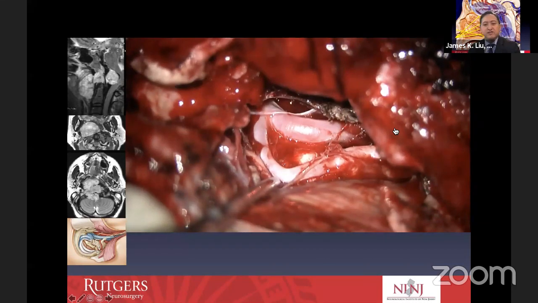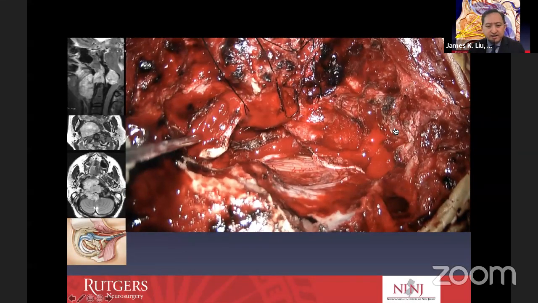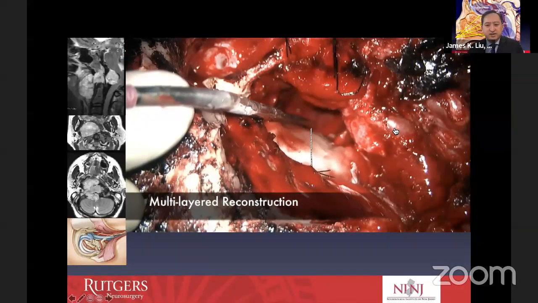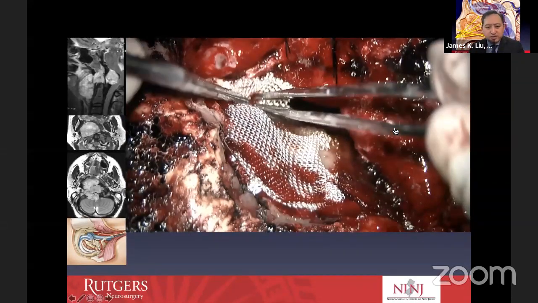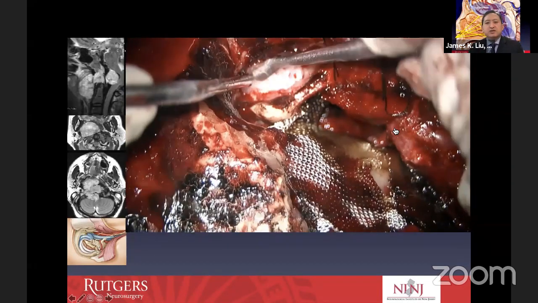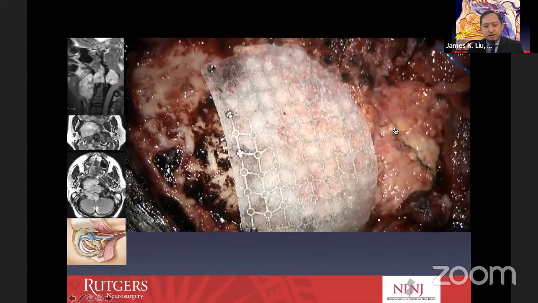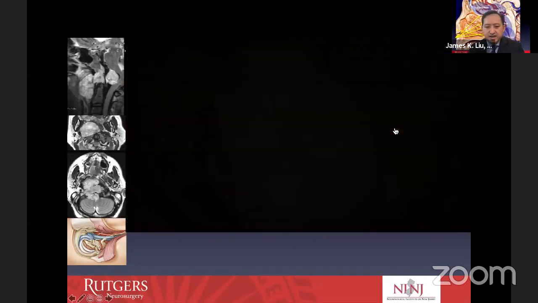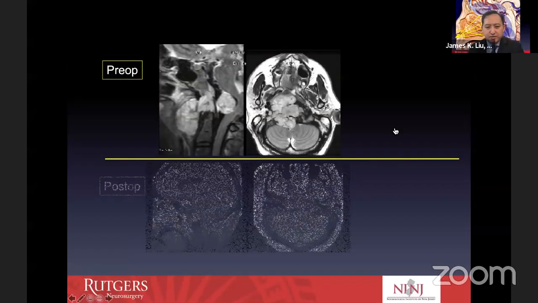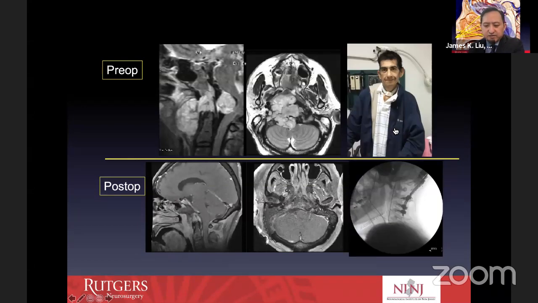So we're now visualizing the vertebral basilar junction, brainstem with a large dural defect that needs to be repaired using a multi-layer technique. It's important to occlude the entrance of the middle ear with bone wax and sometimes bone cement so you don't get CSF rhinorrhea. And we'll use a fat graft that's bolstered with a MedPore Titan plate. And then here's the post-op scan, a complete gross total removal and occipital cervical fusion at a second stage and a great neurological outcome for this patient.